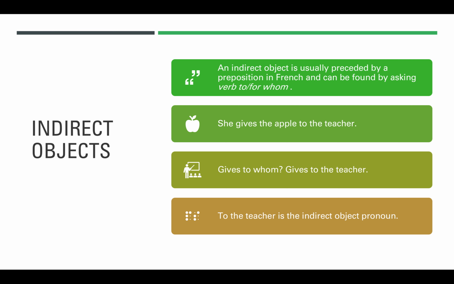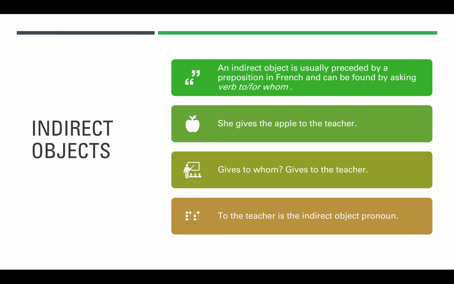So we will touch on this a little bit, well actually a couple more times because I really want to drive this home. So your indirect object when it is a person gets an indirect object pronoun, and if it's not a person it will be something else that we will discuss at a later time. She gives the apple to the teacher. What a great example. Gives to whom? Gives to the teacher. So to the teacher is the indirect object.